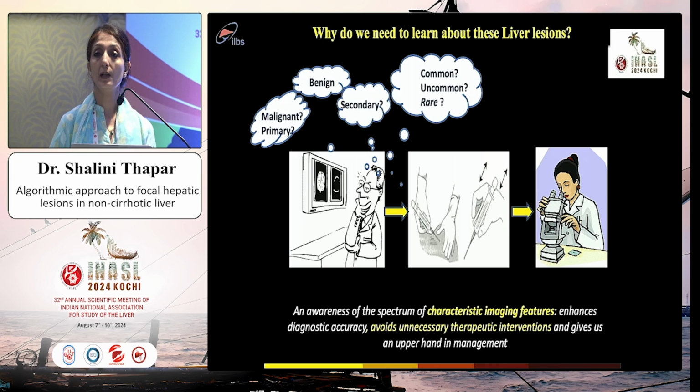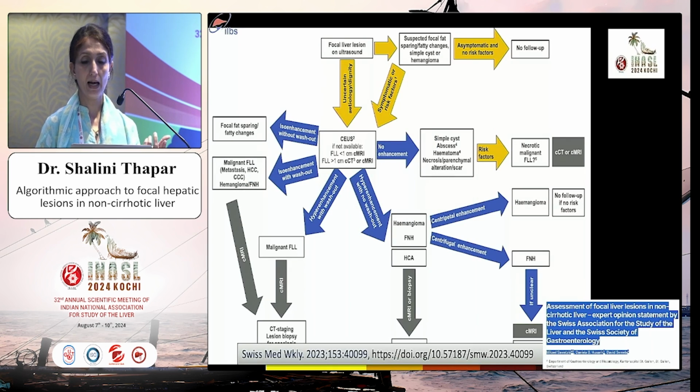Also, being a tertiary center, people come to us saying, I have a lesion, I think it's a tumor or it's a cancer. And you need to be very sure, especially when we get back to you, that this patient doesn't need follow-up. So it has to be a viable option for the patient as well. And of course, it gives you a very good upper hand in management.